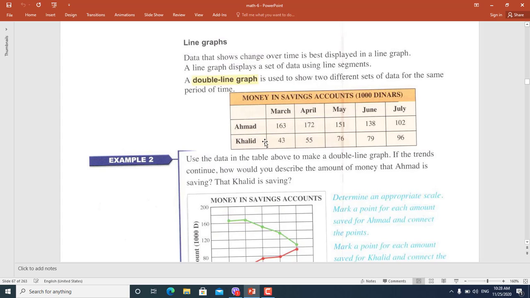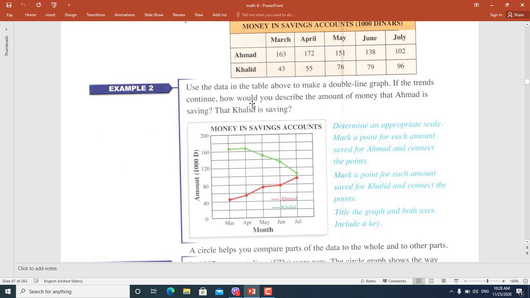Sometimes data changes over days and over years. For example, temperature changes with the day. We use the line graph for data that changes over time. From this table we have Ahmed's saved money from March, April, May, June, and July, and Khalid's also. We will draw this line graph. On this vertical line we will write the scale, which is the amount of dinar. At the bottom we will write the names of the months, March, April, May, June, and July.